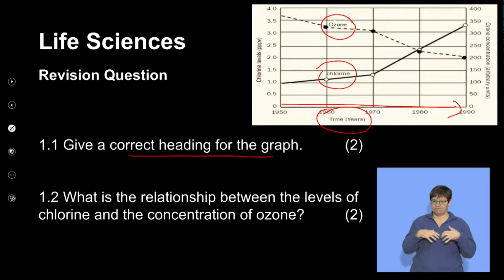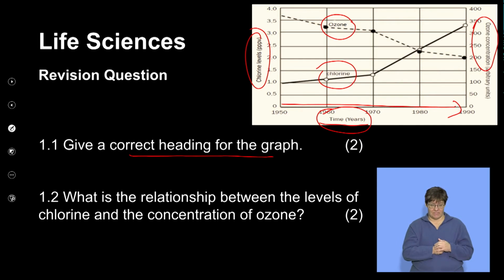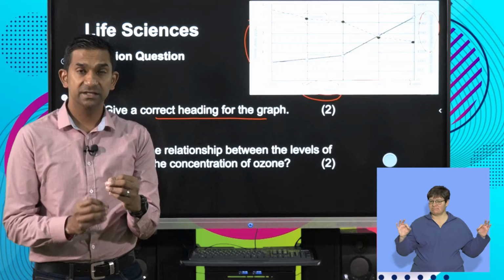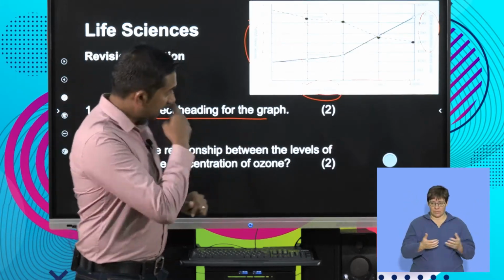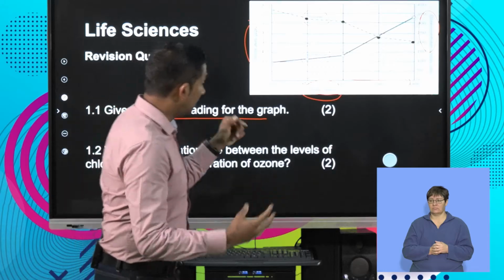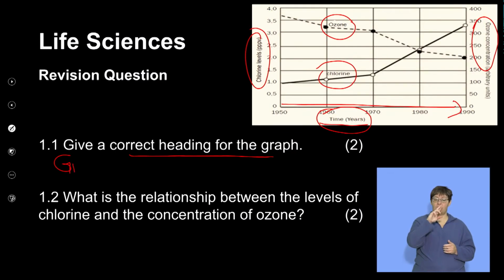As I mentioned, the independent variable is the time period, and the dependent variables are the chlorine levels as well as the ozone concentration. So how do we string that together into a decent heading? Now I would use, so it'll be a graph showing, let me just write that down for you guys.